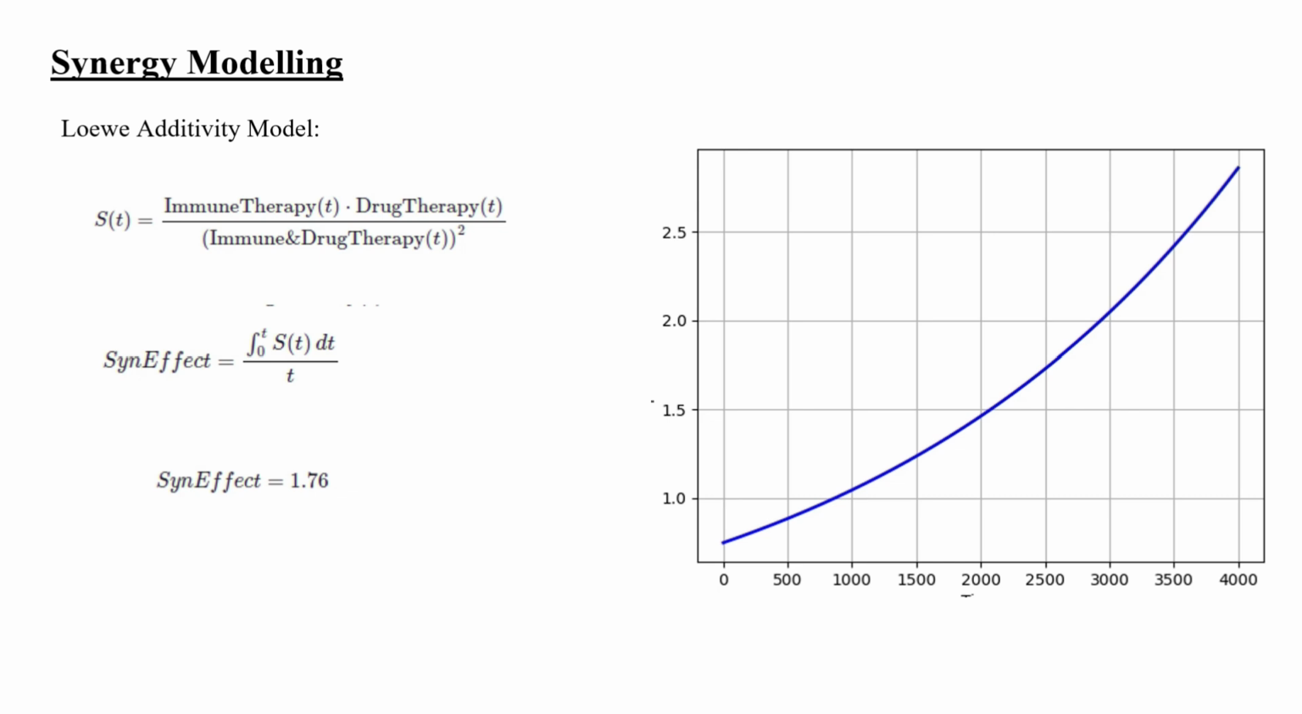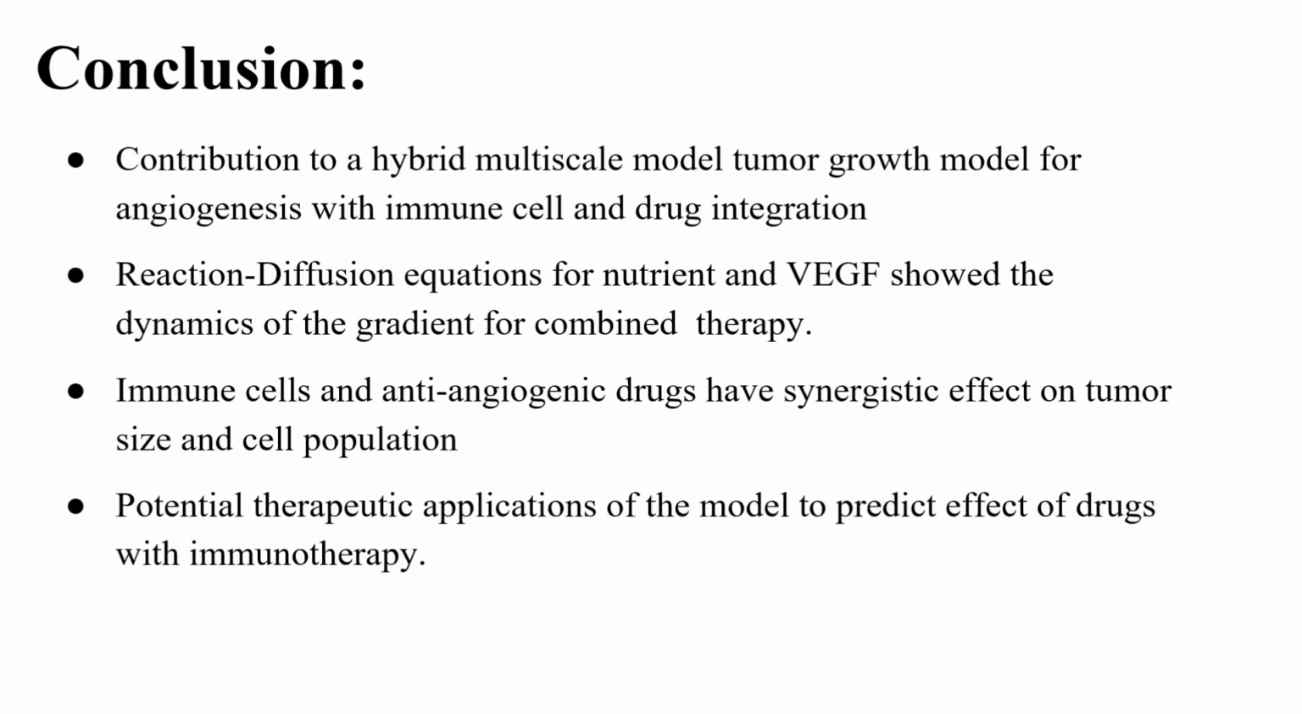So, in conclusion, our study demonstrates that combining drug and immune therapy has a significant inhibitory effect on both tumor angiogenesis and growth. This combination therapy not only delays angiogenesis, but also keeps the tumor cells in a hypoxic condition for a longer period, leading to more cell death through necrosis.